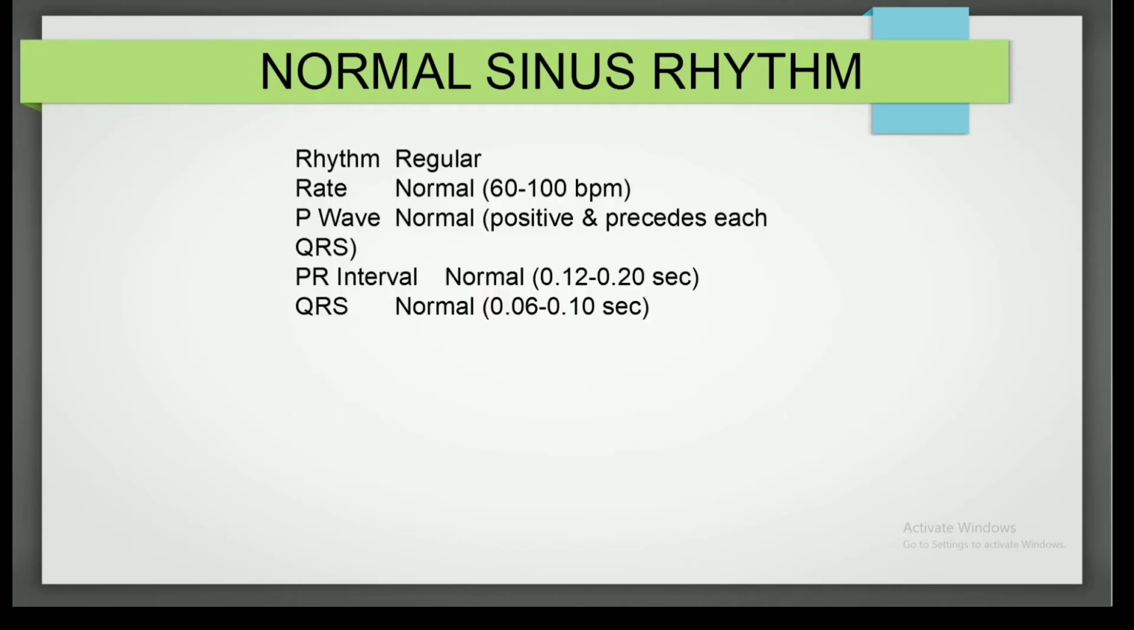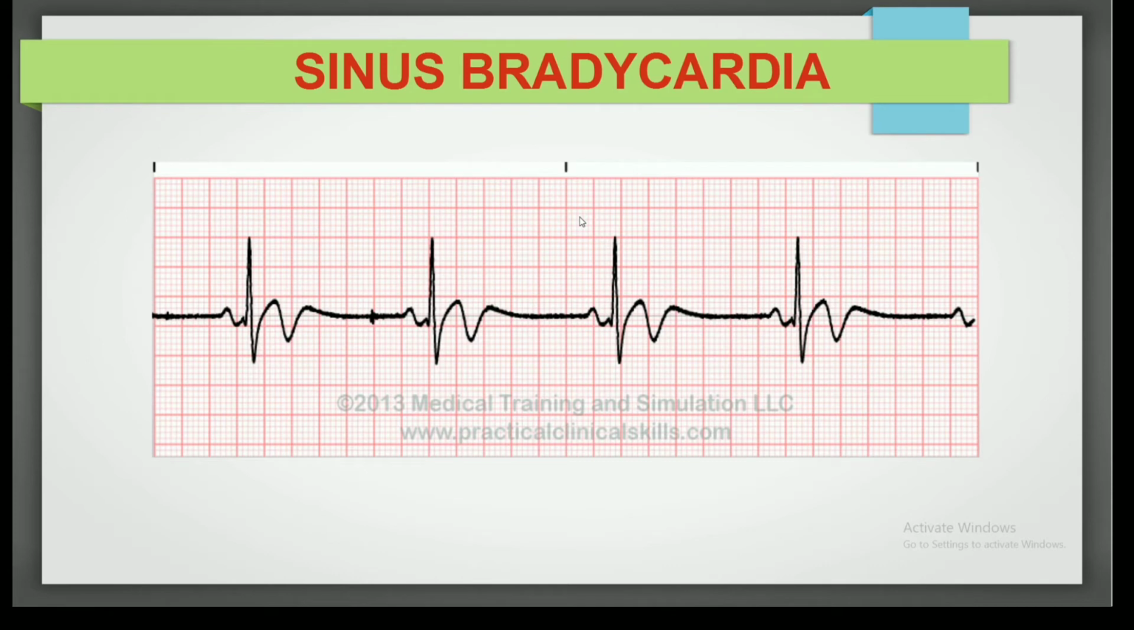In the normal sinus rhythm, all is normal. The PR interval is normal, 0.12 to 0.20, and the QRS is also normal, 0.06 to 0.12, and the heart rate is normal too.